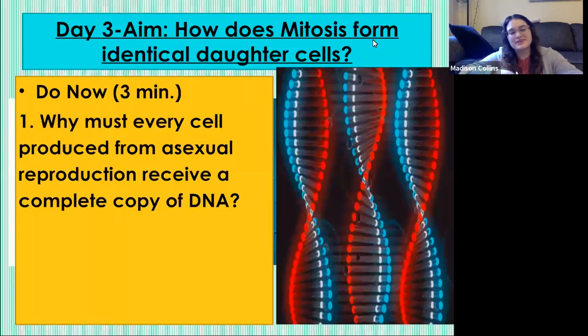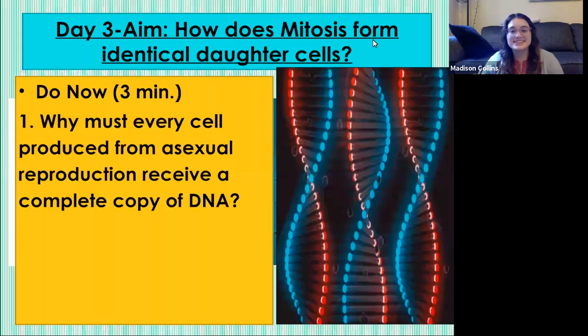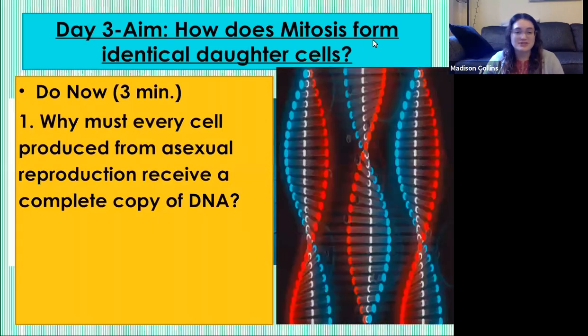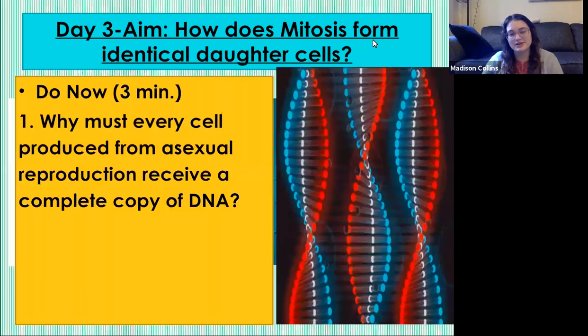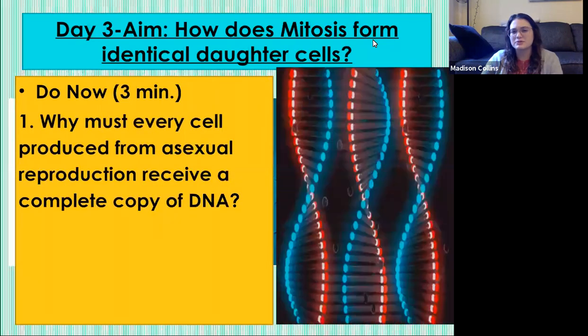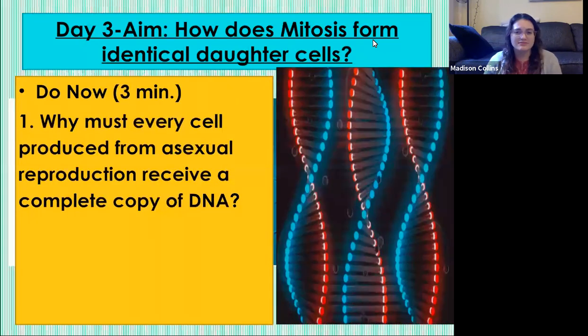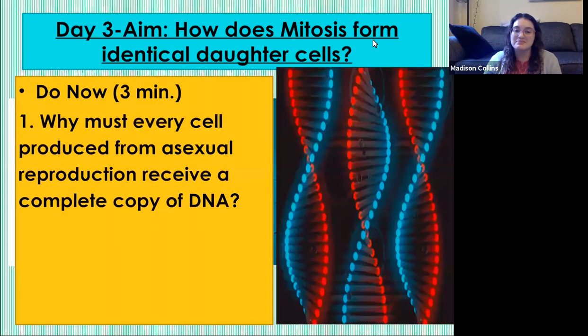Welcome back. This is day 3 of asexual reproduction. Today's aim is how does mitosis form identical daughter cells? But first, you guys have got a do now. So go ahead and pause this video and tell me, why must every cell produced from asexual reproduction receive a complete copy of DNA? Okay, and press play when you're ready to review it.